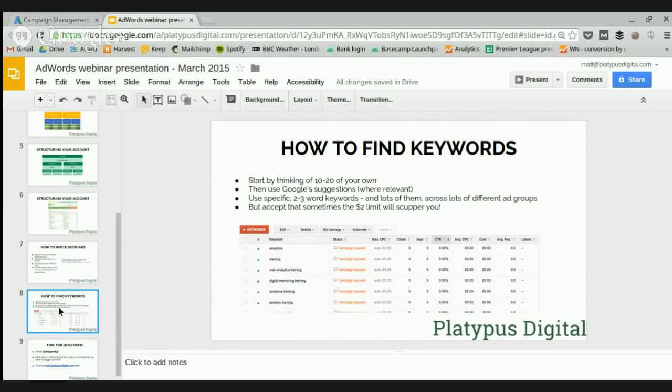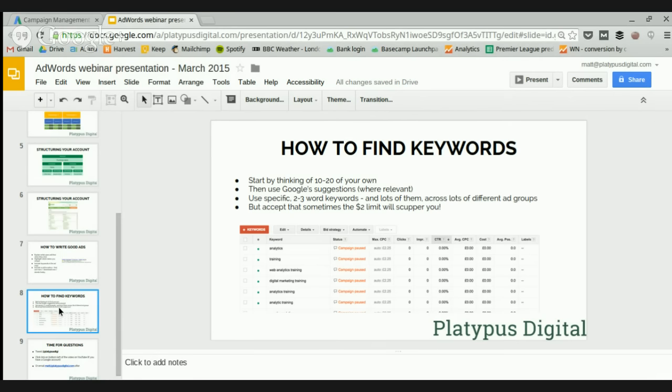Try to use specific 2 to 3 word keywords, and lots of them across lots of different ad groups. I'll show you an example in a moment of keywords that are 1 word long, 2 words long, and 3 words long. The more words you can include in your keywords, the more specific that search term actually is. They tend to be the keywords that cost less than $2, i.e. the ones that you can actually use. And if you have lots and lots of them across lots of different ad groups, then you're going to be more likely to use that high daily limit of $329 a day, $10,000 a month, if you take that kind of long tail specific approach.